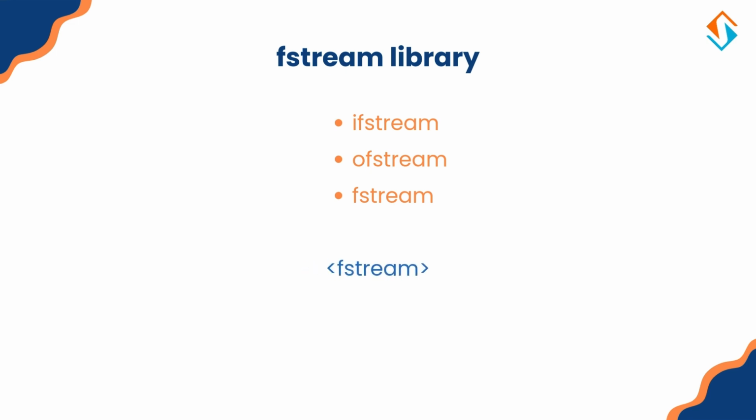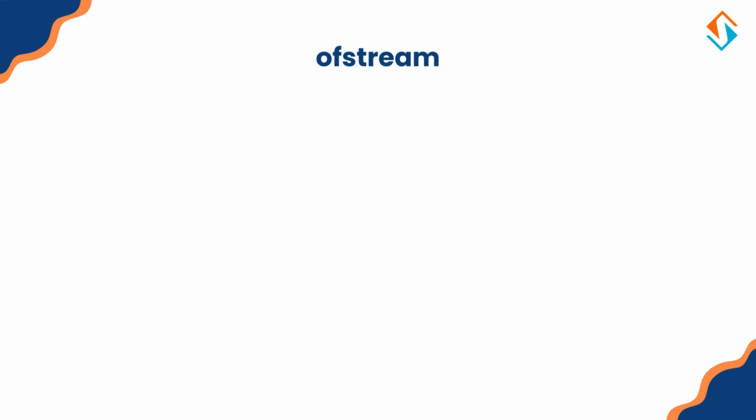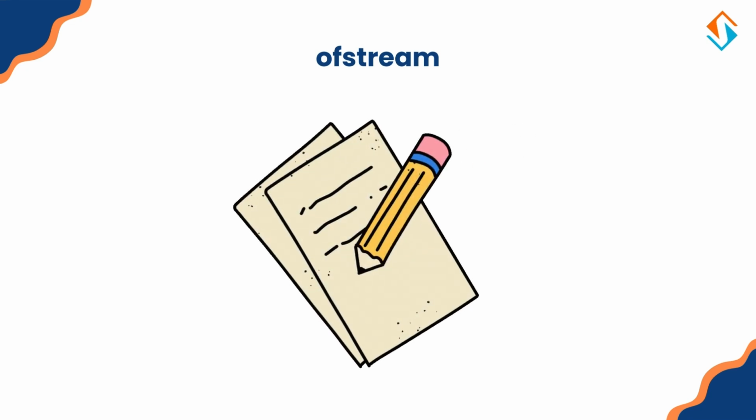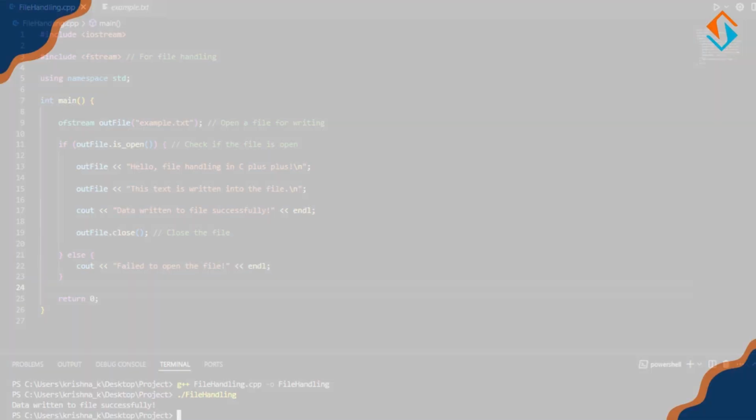Let's see how it works. Let's start by saving data into a file. This is where ofstream comes in. Think of it like opening a notebook to write something down. We use ofstream to create or open a file for writing. Out file, the insertion operator, then some text. This writes data to the file. And don't forget to close the file with the close function when you're done.